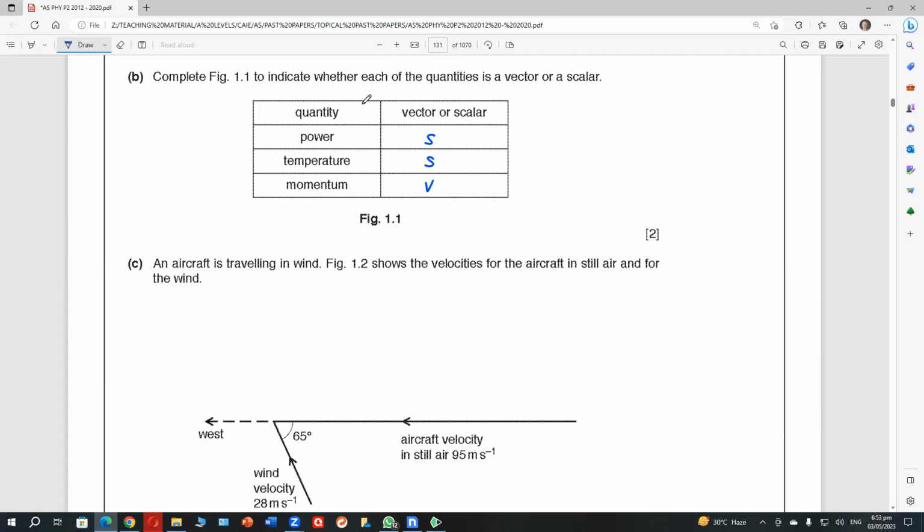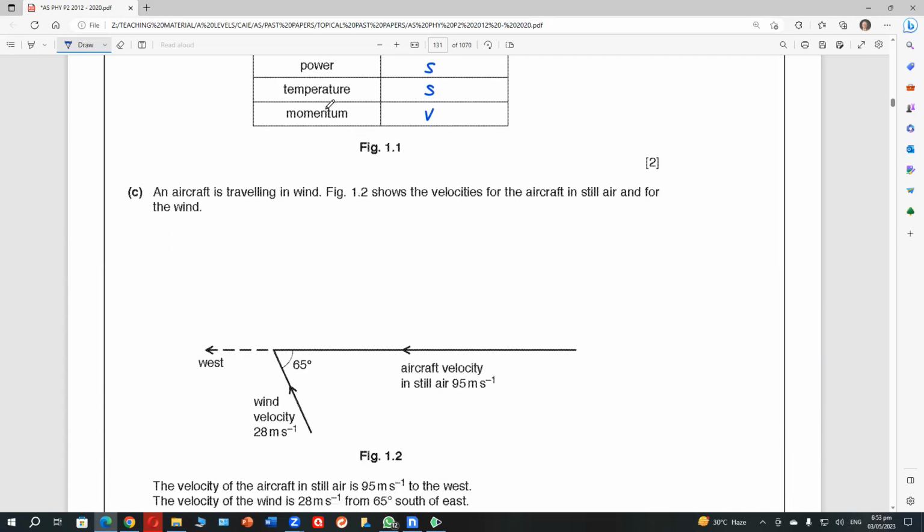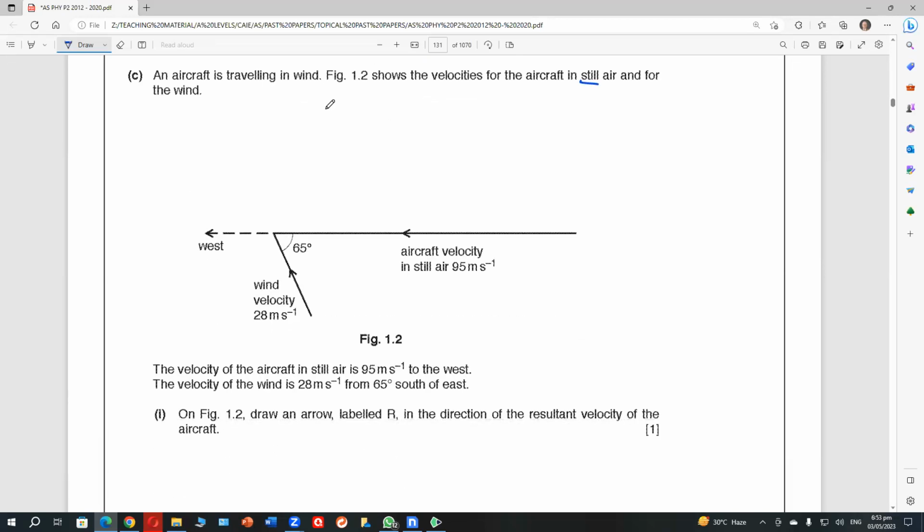Very good. An aircraft is traveling in wind. The figure shows the velocities of the aircraft in still air. So he has given us, this is a dangerous topic and it is called relative speed or relative velocity topic.